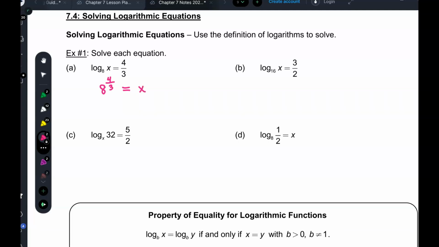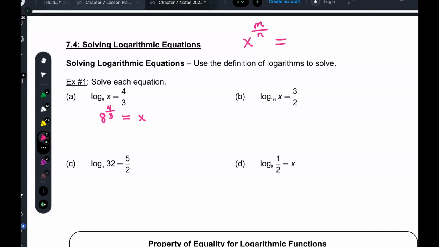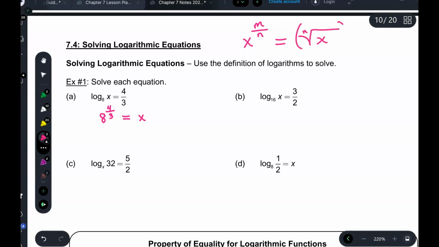Just a quick reminder, when we have a fraction m over n, one of these is a power and the other one is the root. Do you remember which one? The bottom is the root, and the top number is the power.